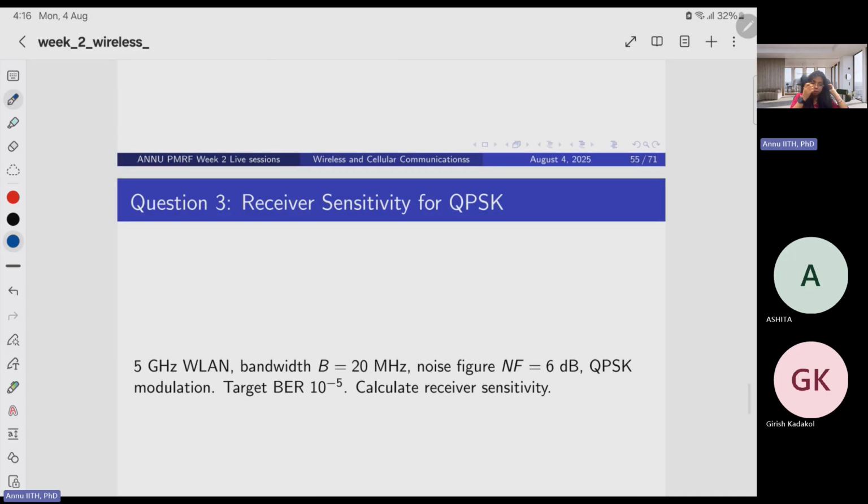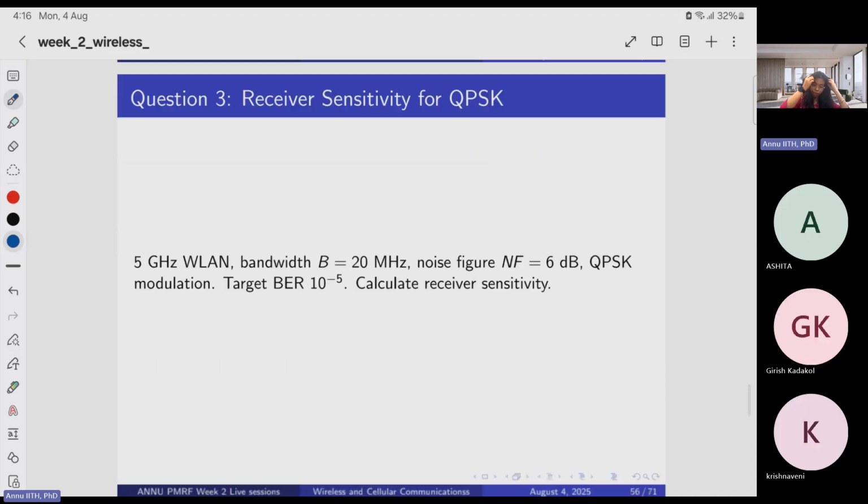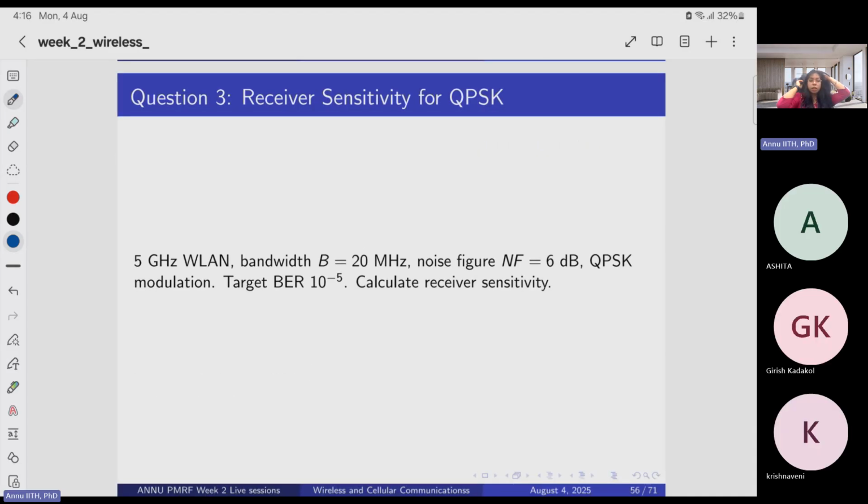Now the question is receiver sensitivity for QPSK. Suppose you are having a 5 gigahertz WLAN, wireless local area network, with a bandwidth of 20 megahertz. Noise figure is 6 dB. QPSK modulation is used and the target BER is 10 power minus 5. How will you calculate the receiver sensitivity? Just think about it. How will you calculate?